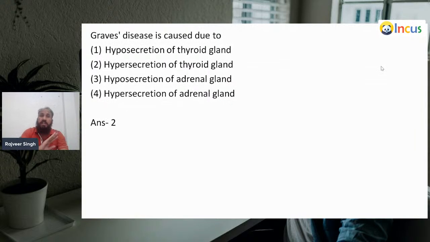Next one: Graves' disease is caused due to hyposecretion of thyroid gland, hypersecretion of thyroid gland, hyposecretion of adrenal gland, or hypersecretion of adrenal gland. The answer will be the second. Hypersecretion of the thyroid gland is the right answer. The second will be right.